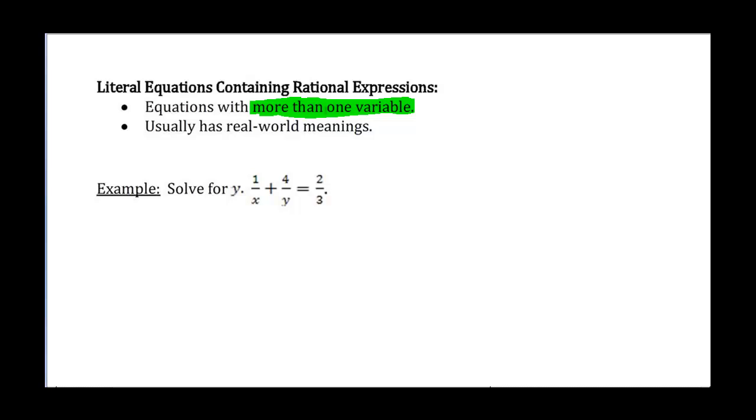This equation here is 1 over x plus 4 over y equals 2 over 3. And it is an equation where we want to solve for y, okay? Well, again, as always, we're going to find our LCD. We don't have to factor this time. I have an x in the denominator, a y, and a 3 in the denominator. All of those are different. So they all go into our LCD. So what we need to do is multiply both sides by 3 times x times y, 3xy.